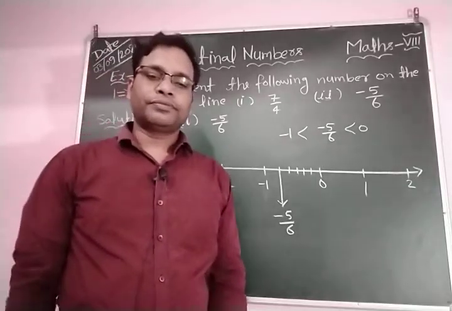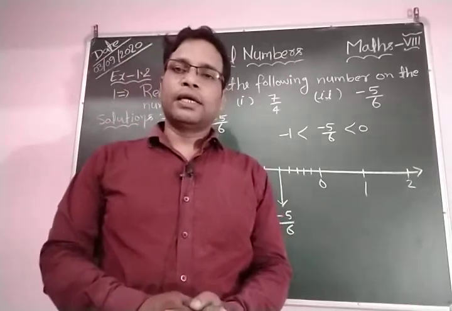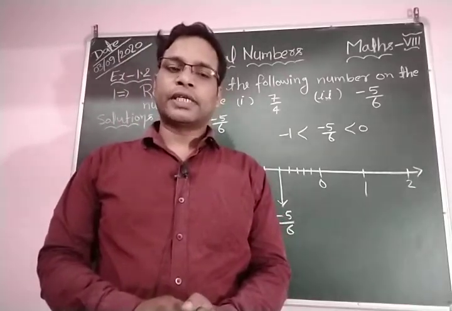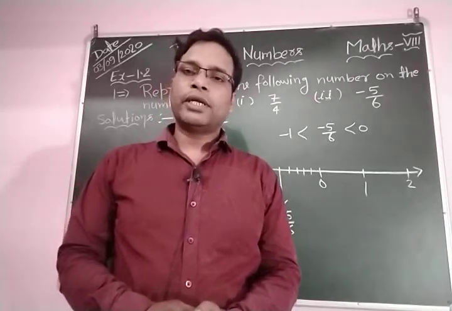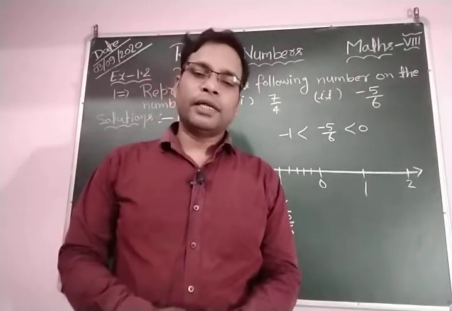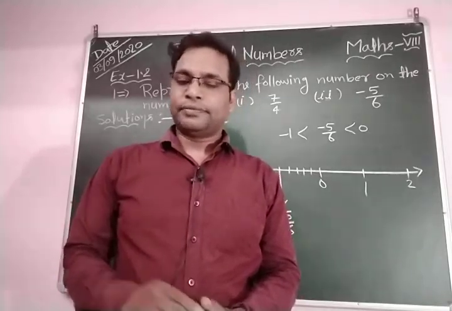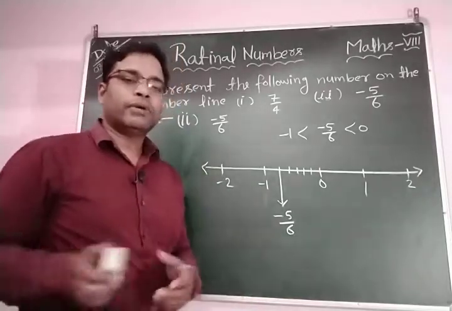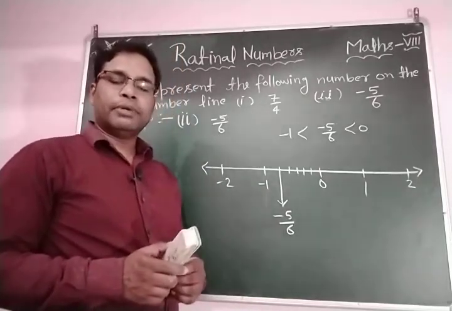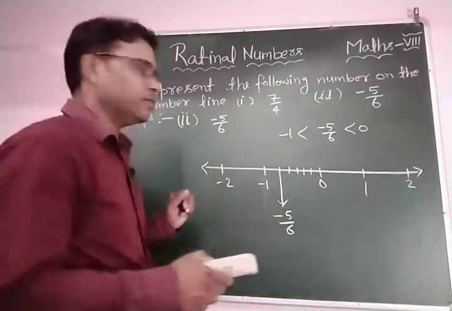Okay, now we are going to discuss question number 2 of this exercise 1.2. Question 2 is: represent minus 2 by 11, minus 5 by 11, minus 9 by 11 on the number line. So let's see how to represent minus 2 by 11, minus 5 by 11, and minus 9 by 11 on the number line. This is question number 2.